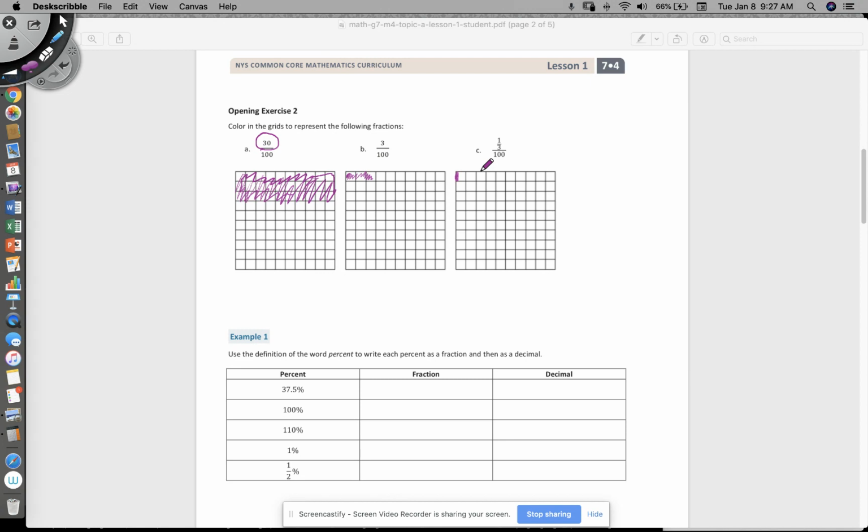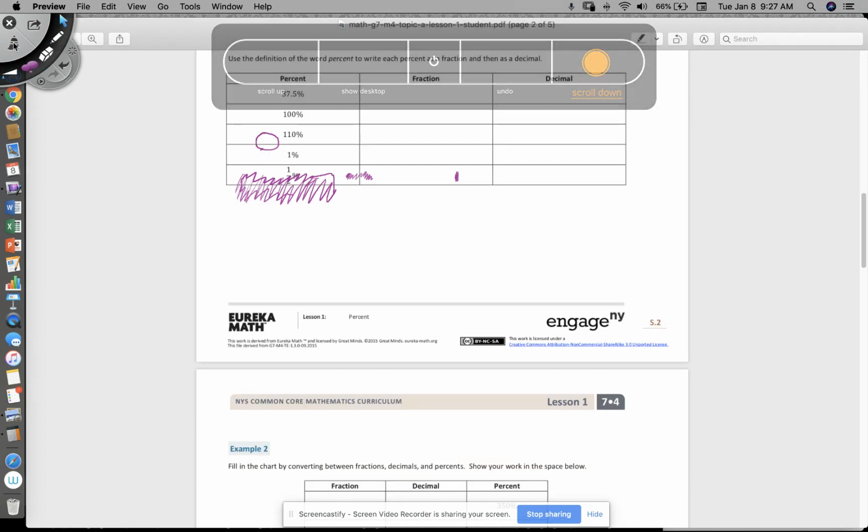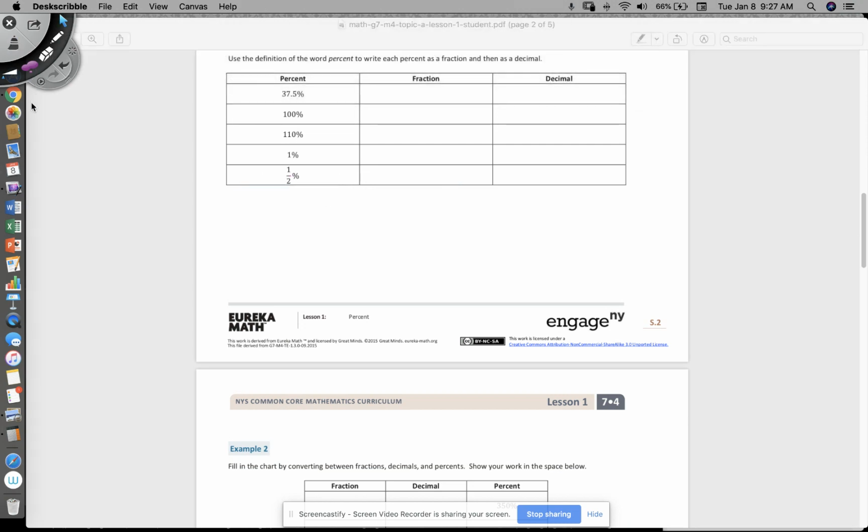All right, now let's look at the table below. I'm going to move this up just to make it a little easier here. So we're going to take this percent and write it as a fraction and then as a decimal. We have 37.5%. Well, we all know that a perfect percentage is 100, so everything is going to be over 100. I'm just going to write the number here, 37.5, and put it over 100.